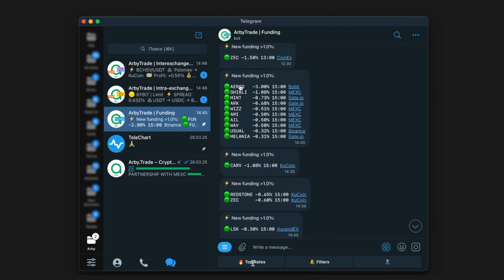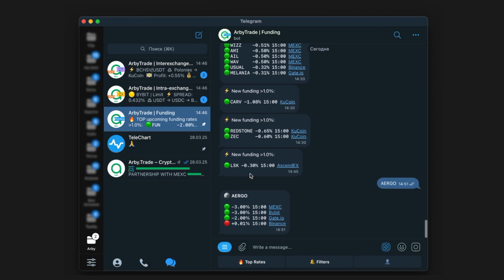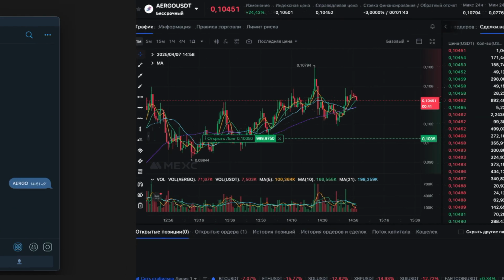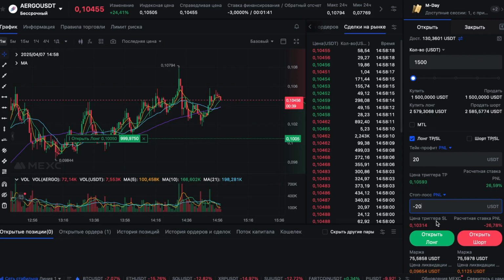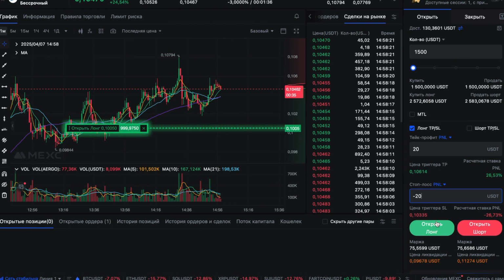Let's look at the coin Ergo. A super high funding rate, one of the highest possible. It's on MEXC. The coin has high volatility. We'll try to handle this situation with a few trades. We'll set a limit order about 3-4% below the current price to catch the impulsive downward movement after the funding.